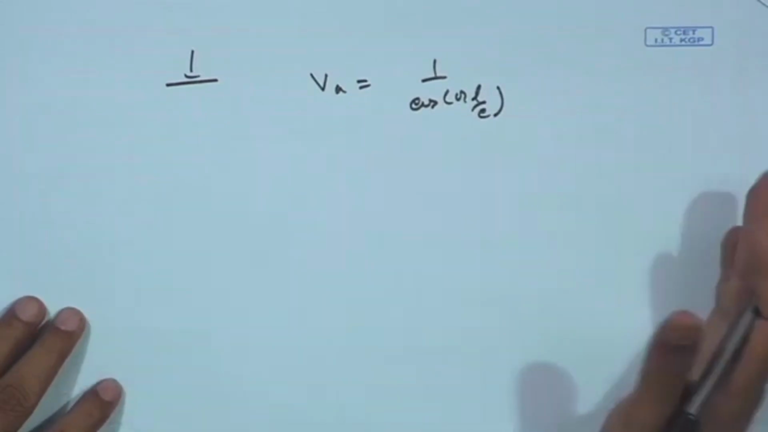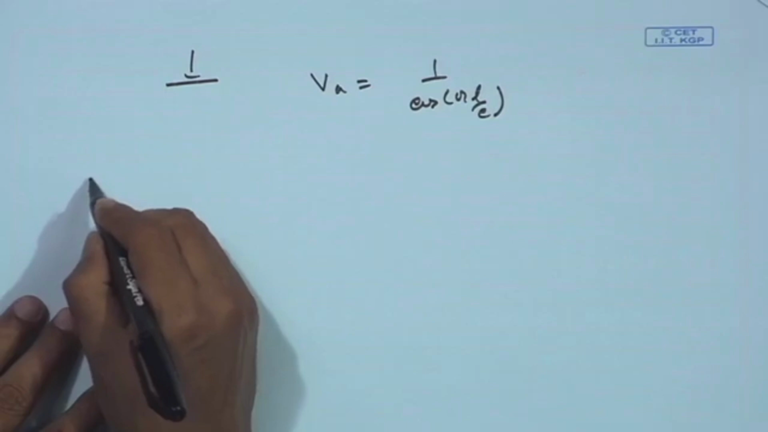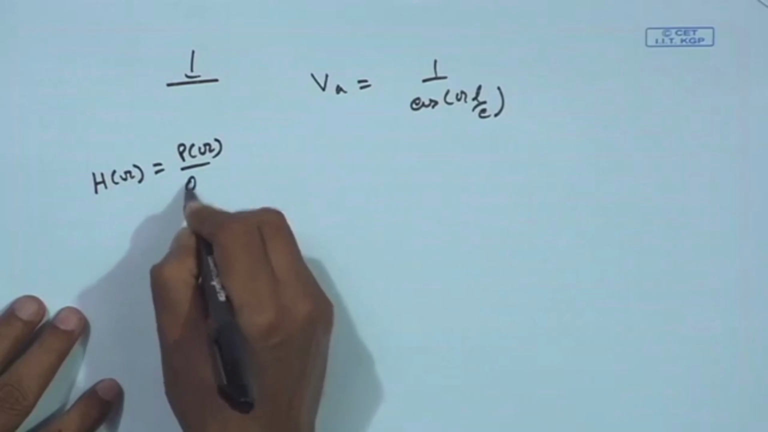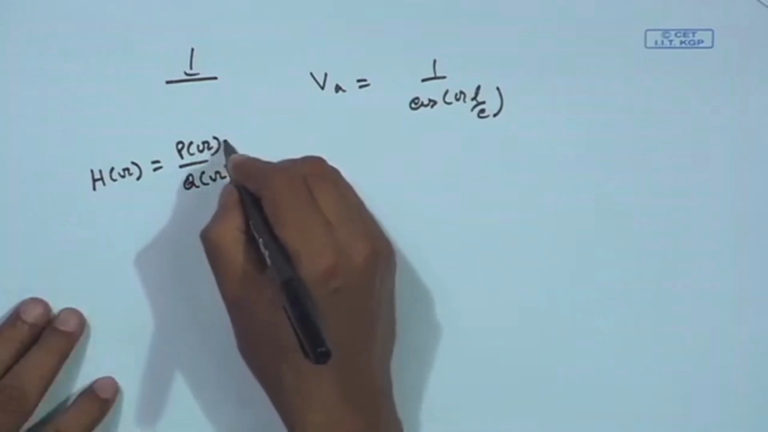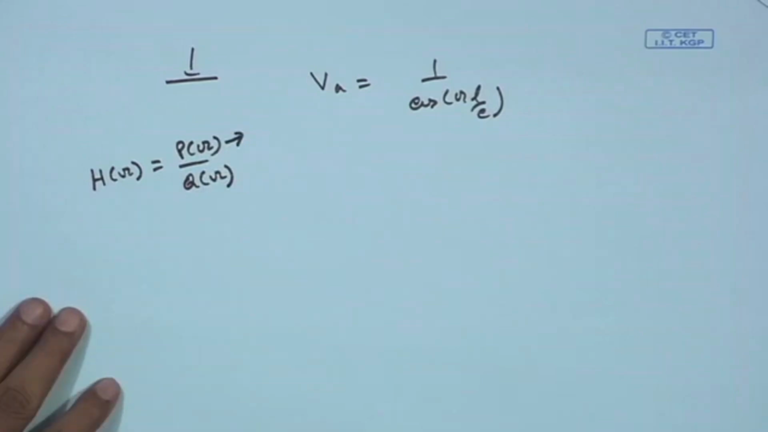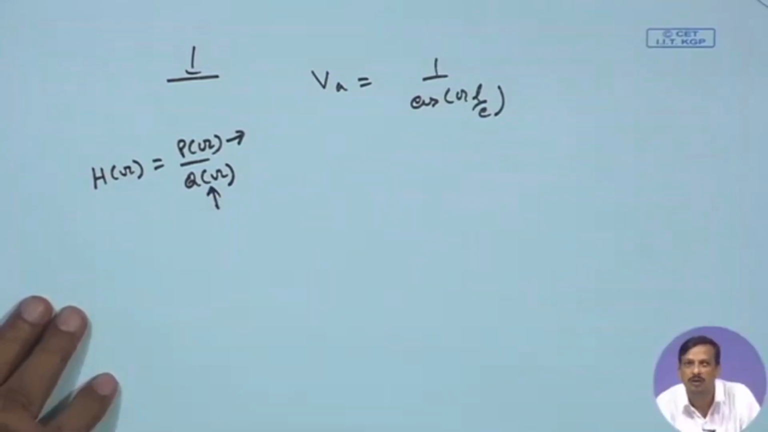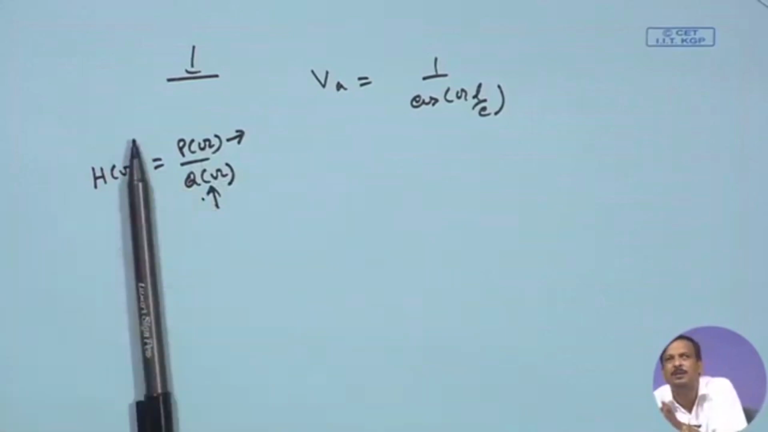Okay. So, what I described is that any system transfer function H omega can be written as P omega divided by Q omega. Now, the solution of P omega, this polynomial, will give me the zeros, and the solution of Q omega will give me the poles. That is why H omega is called the pole-zero function. So, zero and pole. Now, what is the physical significance of a pole?